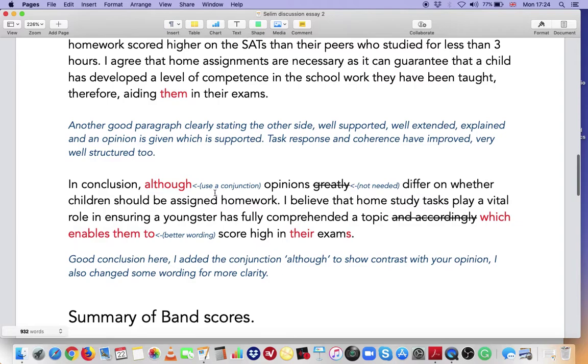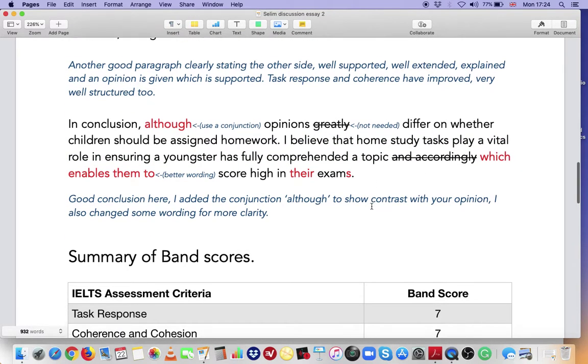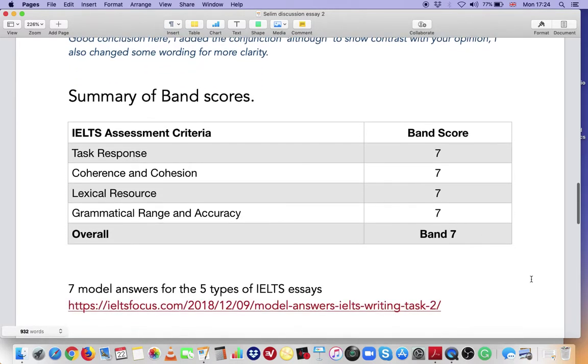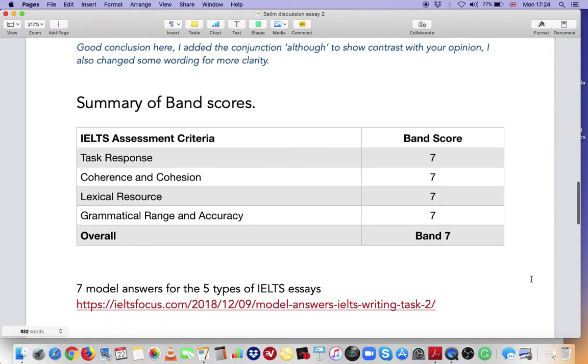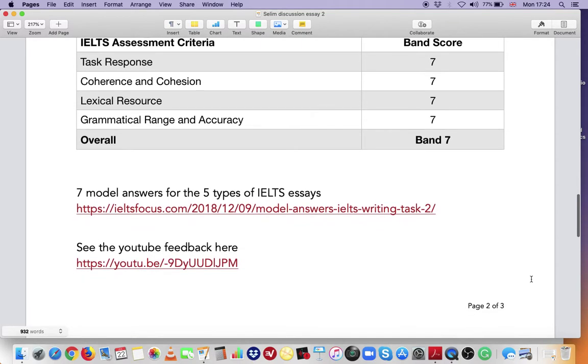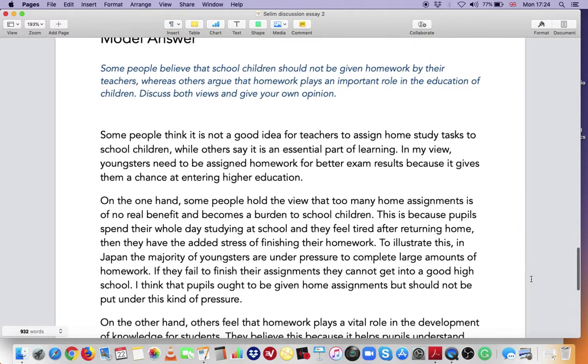And the conclusion, again, so although, so in this case he needed to add a conjunction, so although opinions differ, that's much clearer. So he's kind of referencing the different opinions, and then he's giving his own opinion again. He's rephrased it, and I just changed some wording here and there. And that was a band 7. So that's pretty good in the space of about a week. It took about 5 essay corrections. And there was my model answer.